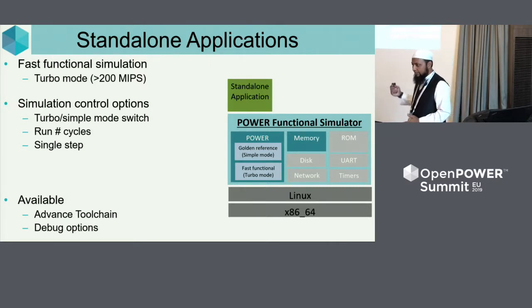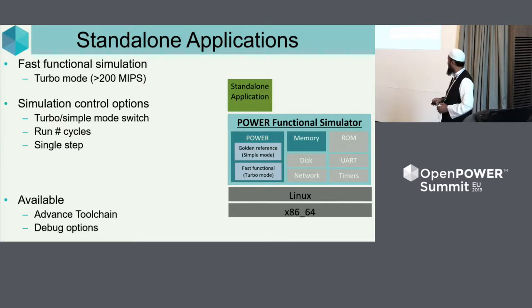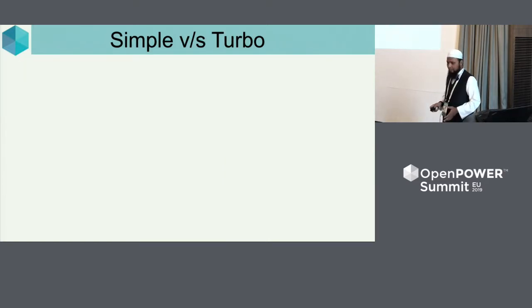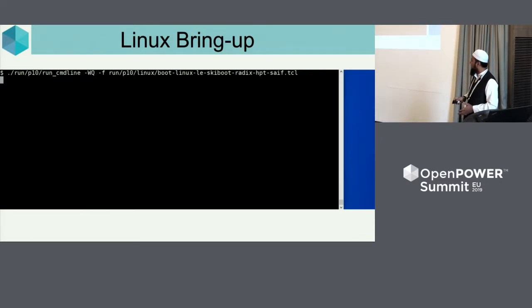You can run the simulation for a number of cycles, or you can single step through the simulator so that one instruction is executed at a time. Apart from the advanced tool chain, there are multiple debug options that are also available. We'll look more into what the different debug options are. So we have the fast functional mode, the turbo mode, the simple mode, and the standalone application executing on top of it. Just to give you an example, there is a small demo of how the simple mode and the turbo mode work together.